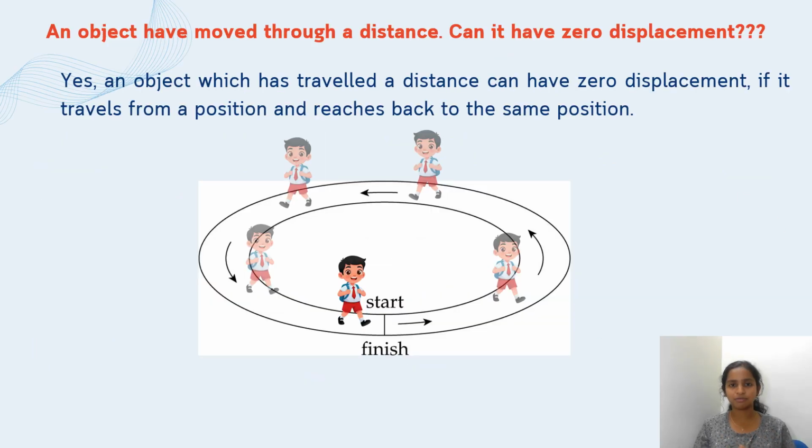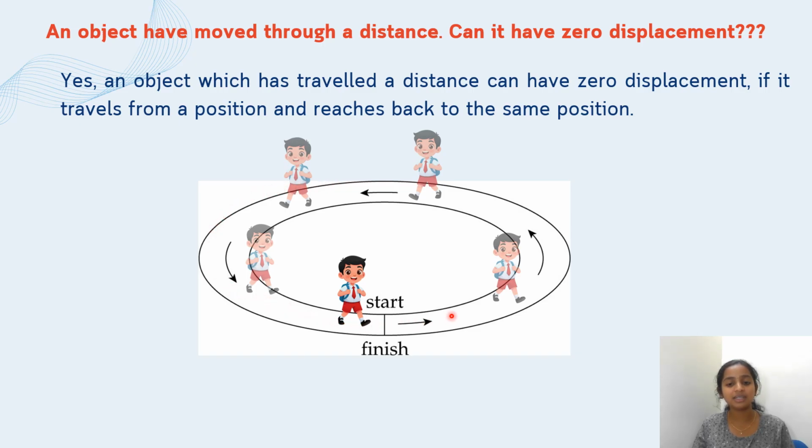Now I have a question for you. An object has moved through a distance. Will it have zero displacement? Just think. Yes, it will have zero displacement. Let us check into this photo. There is a student just like you. He is walking along a circular path and he has reached his original position.